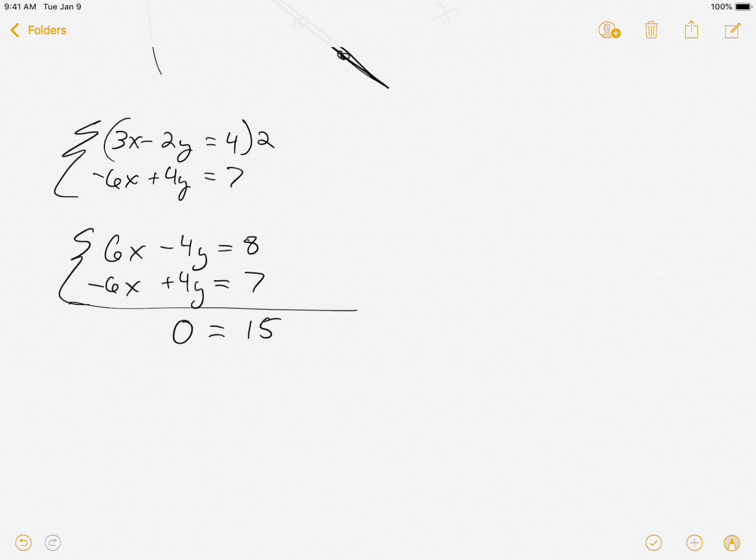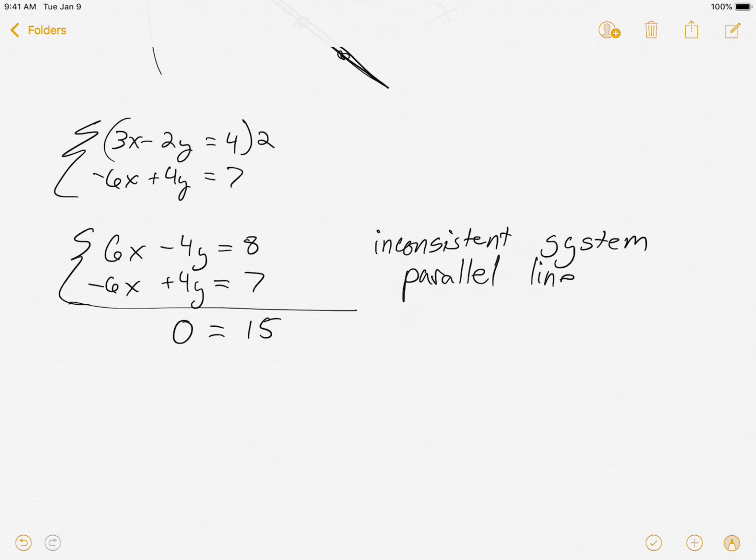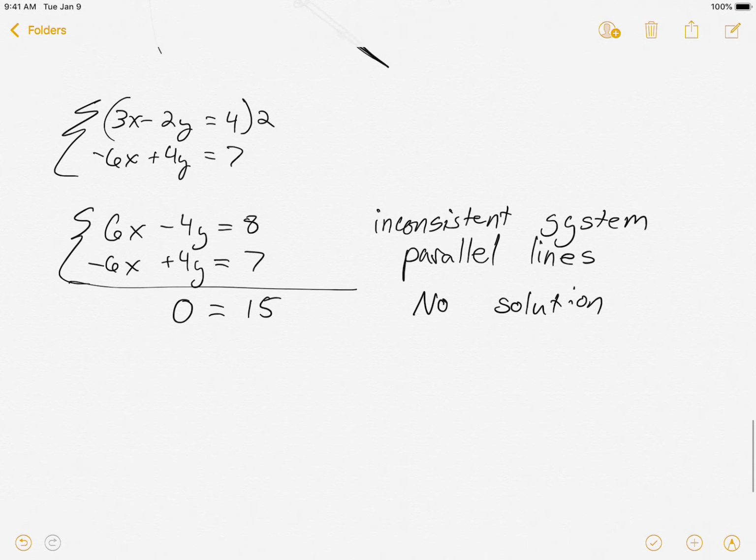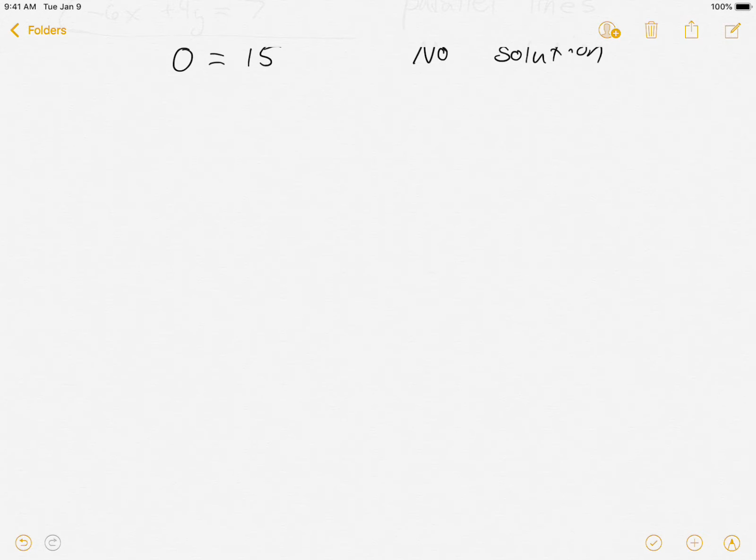Now, this is an untrue statement. Whenever we have this happen, we say this is an inconsistent system. This is an example of the parallel lines. And we said that with parallel lines there is no solution. So inconsistent systems, whenever we end up with 0 equals something, some untrue statement, that is inconsistent. No solution.